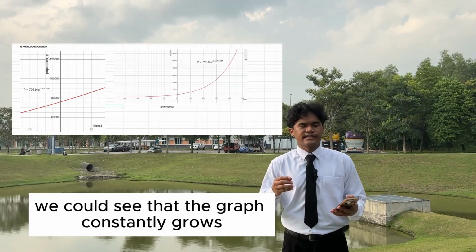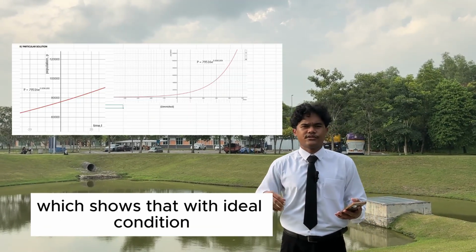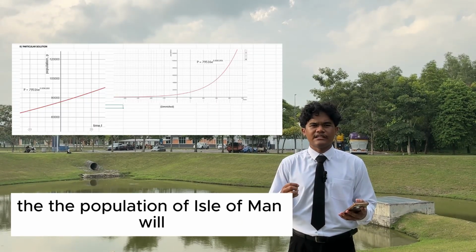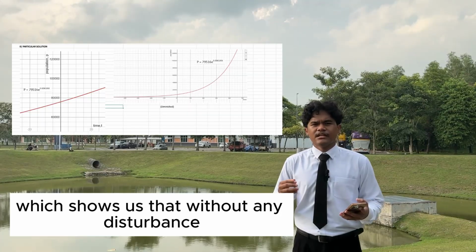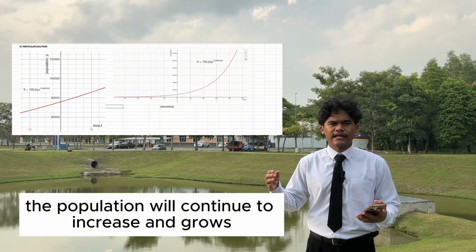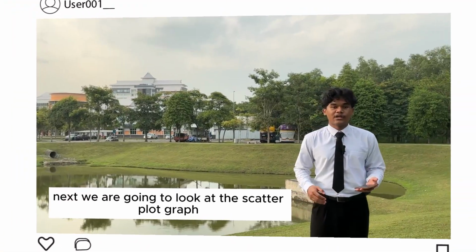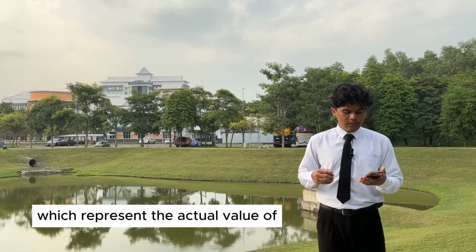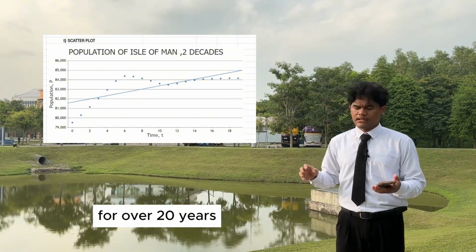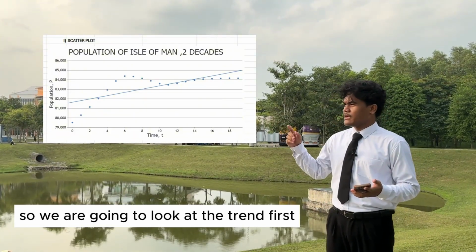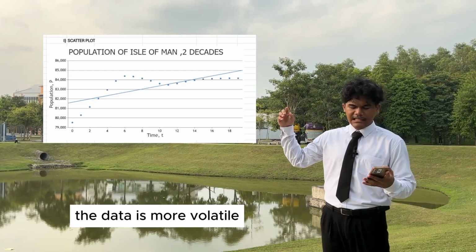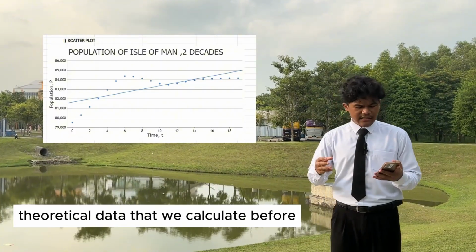With this in mind, we can see that the graph constantly grows, which shows that under ideal conditions, the population of the Isle of Man will continuously increase. Without any disturbance, the population will continue to grow. Next, we're going to look at the scatter plot graph, which represents the actual population of the Isle of Man over 20 years. We look at the trend first. As we can see, while there is an overall upward trajectory, the data is more volatile compared to the theoretical data that we calculated before.